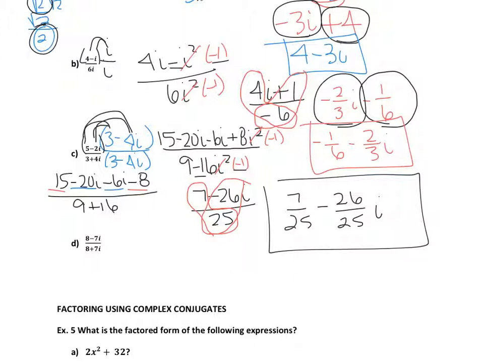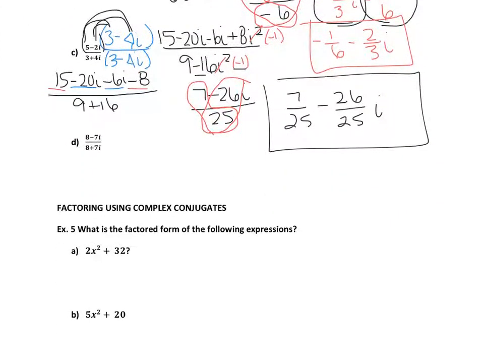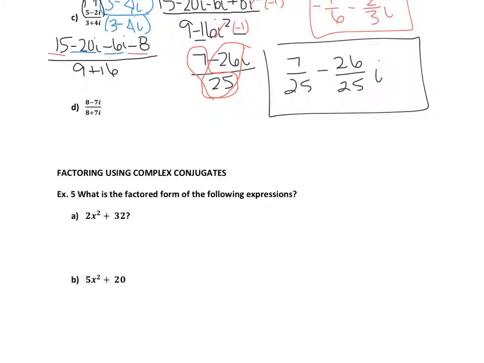That takes care of dividing complex numbers. Nope, we still have one more. We got another one that has a conjugate. So same thing, I'm going to multiply by 8 minus 7i, which is the conjugate. So what I do to the bottom, I have to do to the top.